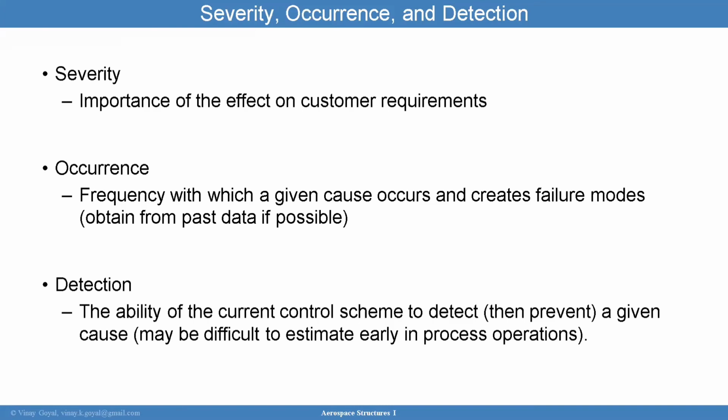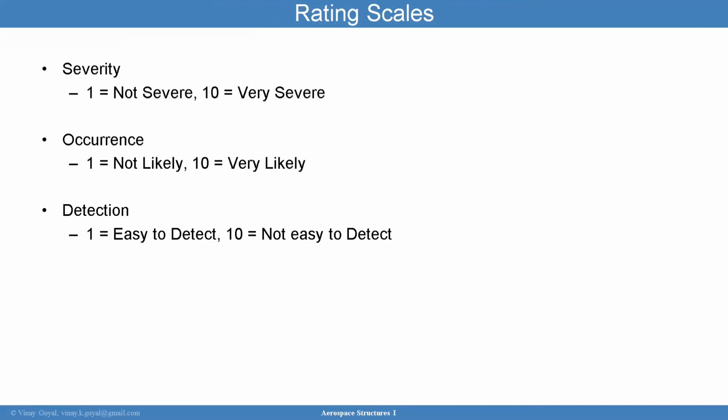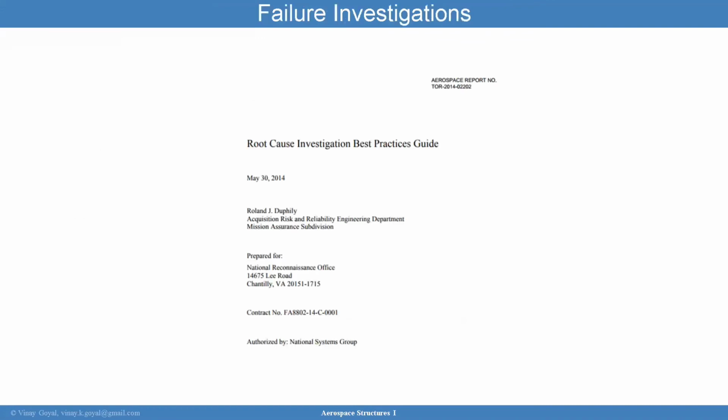Really good. Thank you, Ignacio. And then you have the rating scales that Ignacio talked about. I invite you to pause the video later and look at this carefully. Here you have your levels, rating scales for severity, occurrence, and detection. Not easy to detect is 10, very likely is 10, very severe is 10.